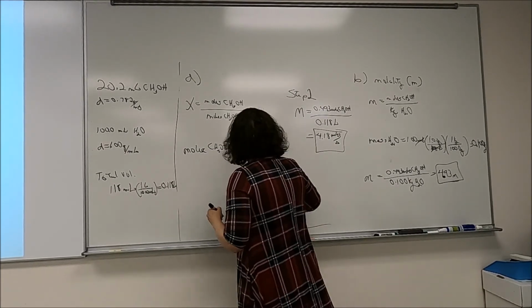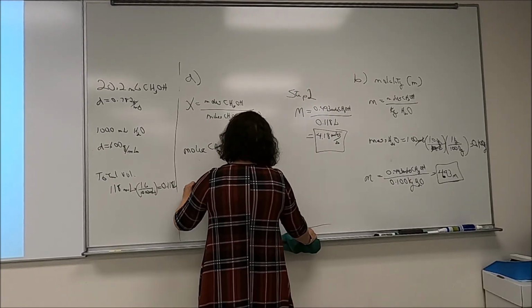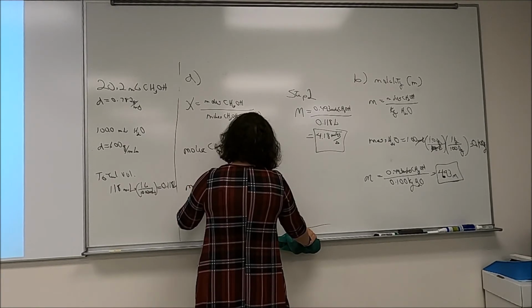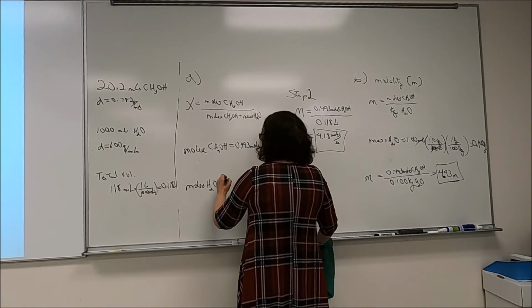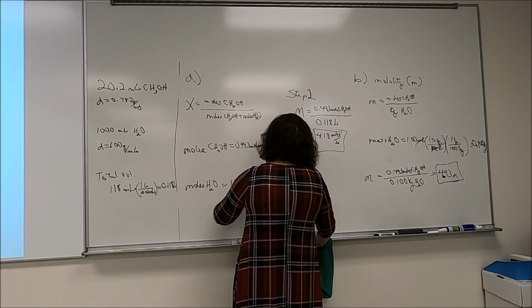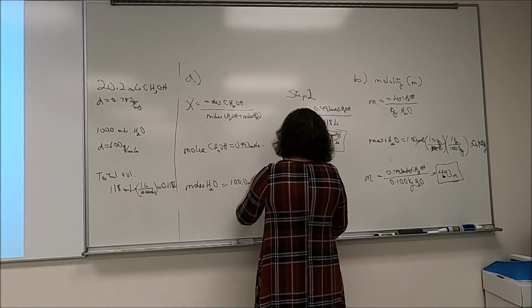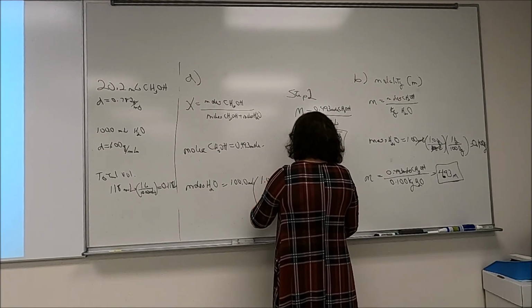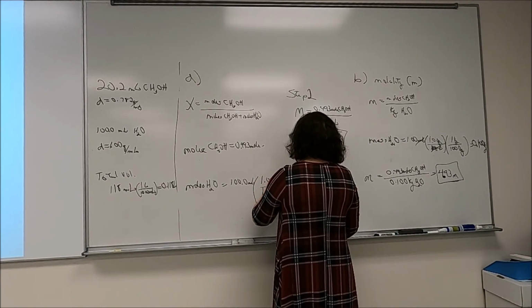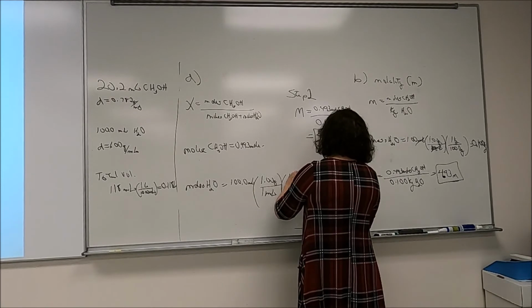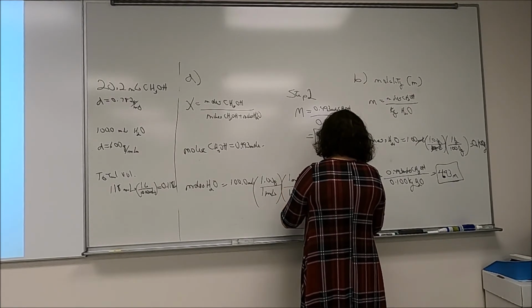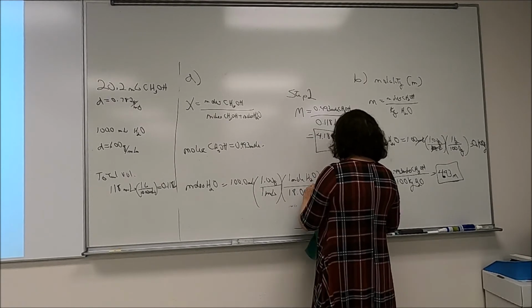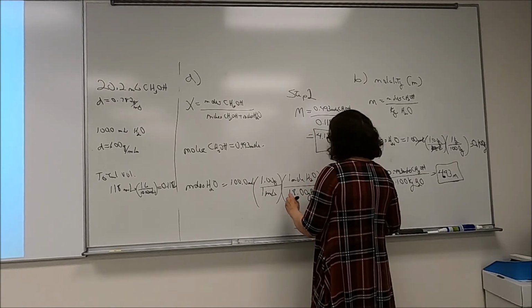I don't have my moles of water though. So to get my moles of water, it's going to be our volume of water, 100 milliliters, times 1 gram for every 1 milliliter, times 1 mole of water for every 18 grams of water. Okay?